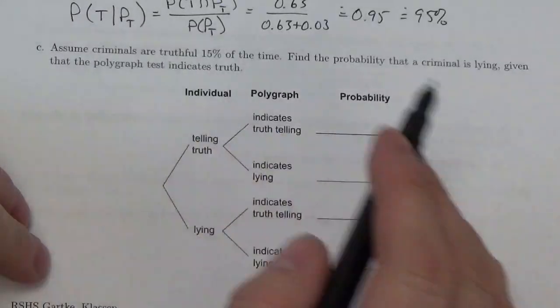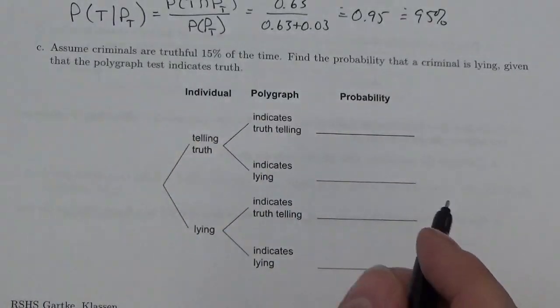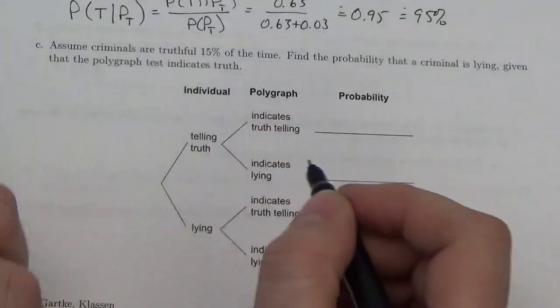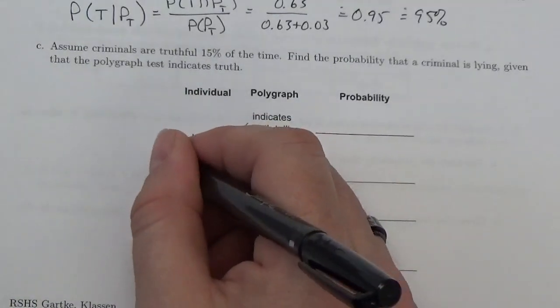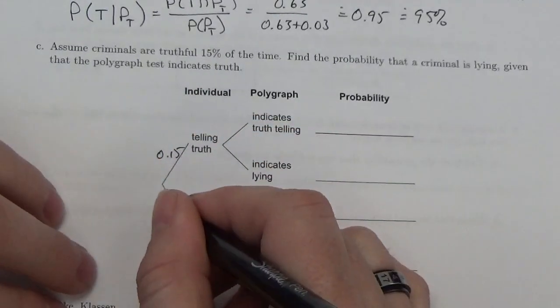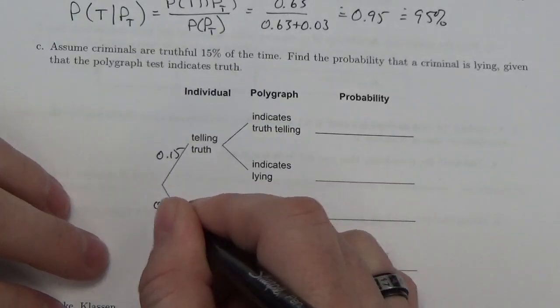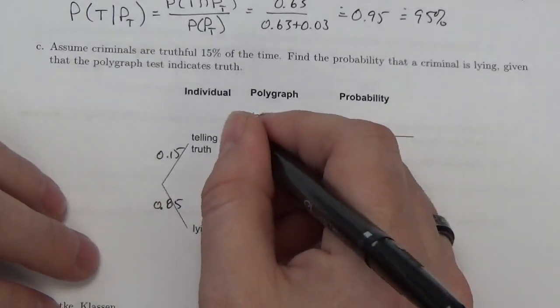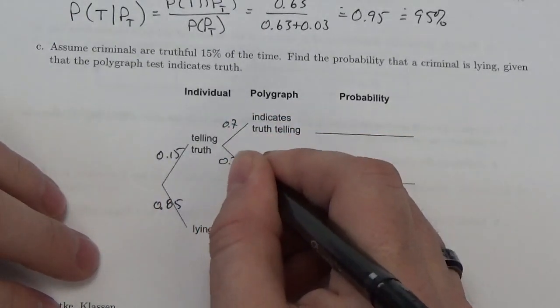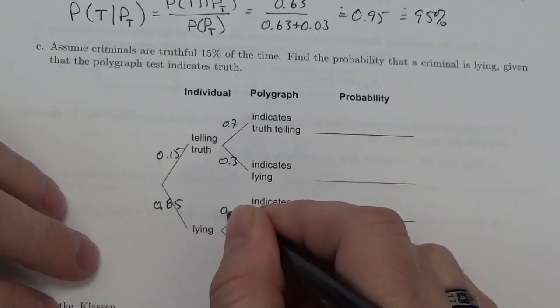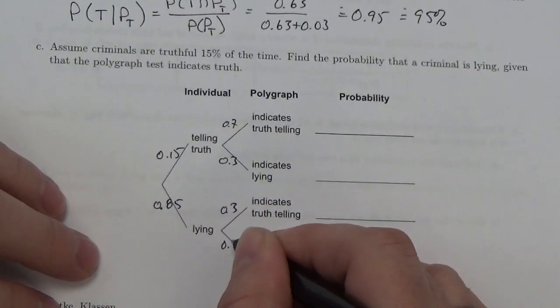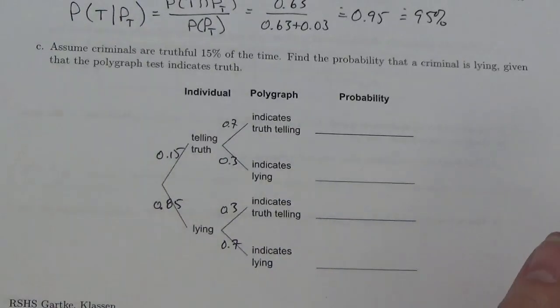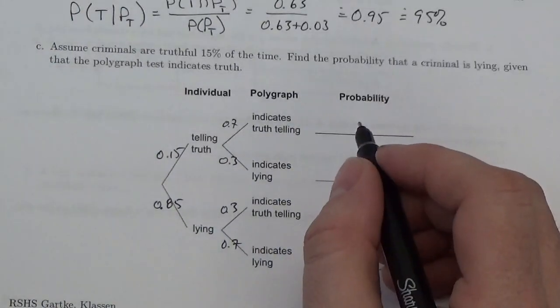Assume that the criminals are truthful 15% of the time. So telling the truth here, 15% of the time. So that means 0.15, which means down here, it means 85% of the time they are lying. So 70%, 30%, 30%, 70%. Okay, so now let's multiply that out here.